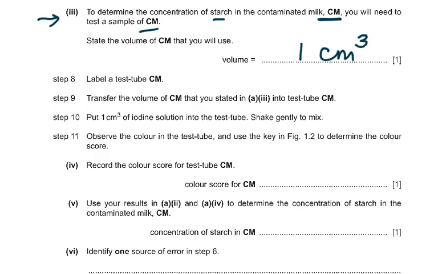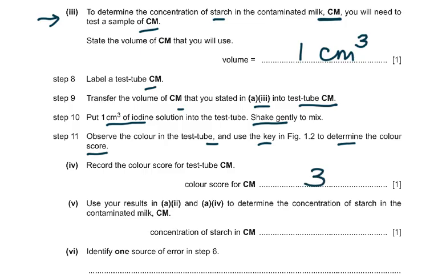So you add 1 cm cube of the contaminated milk, label a test tube cm, then transfer the volume of cm that you stated in A3 into test tube cm. Put 1 cm cube of iodine solution into the test tube, shake gently to mix. Observe the color in the test tube and use the key to determine the color score. So say the color score for cm was 3.